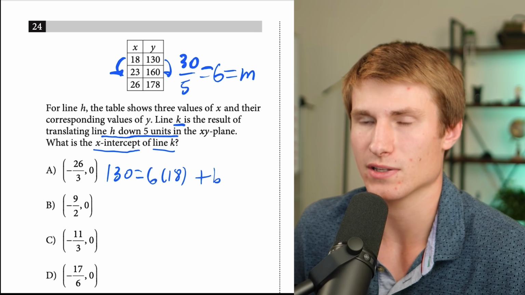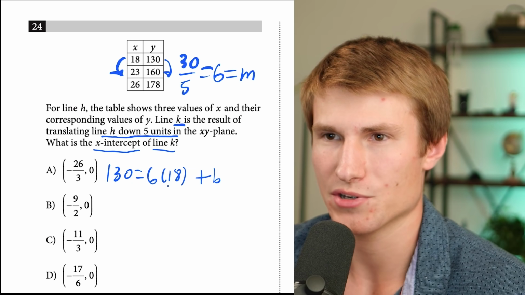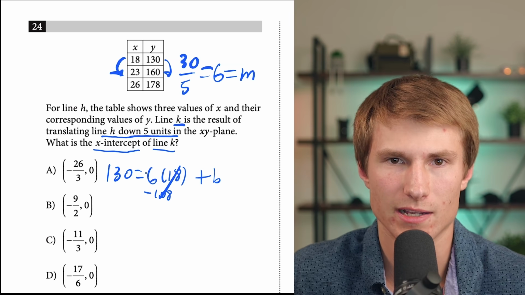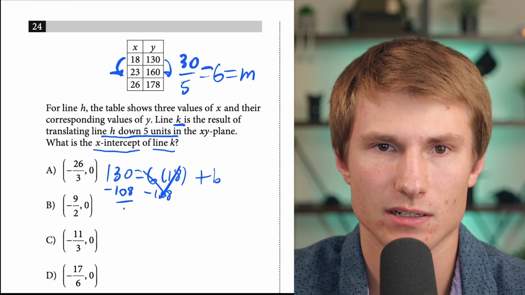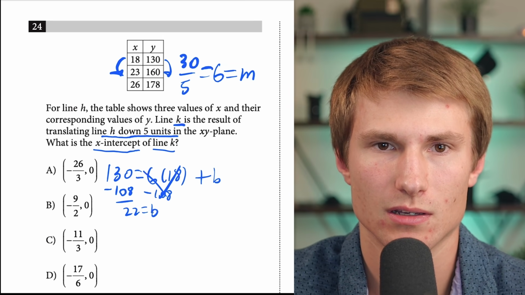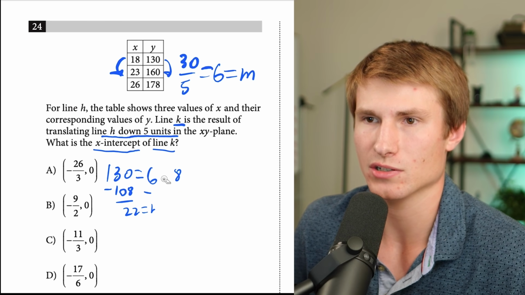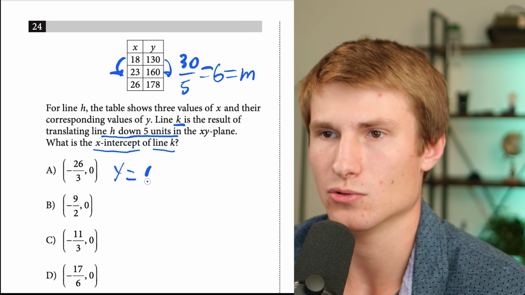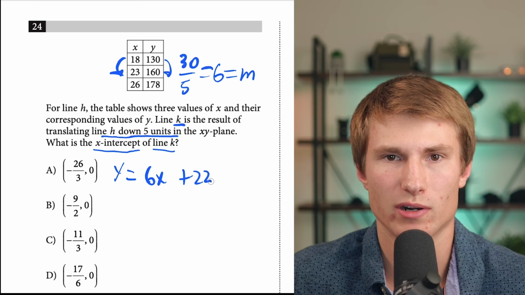Now let's go ahead and solve for this. 6 times 18 is going to give us 108. So let's subtract 108 from each side here. 130 minus 108 is going to leave us with 22 is equal to b. Okay, so now we have our equation. So let's go ahead and write out our equation. All right, so we have y is equal to 6x plus 22.